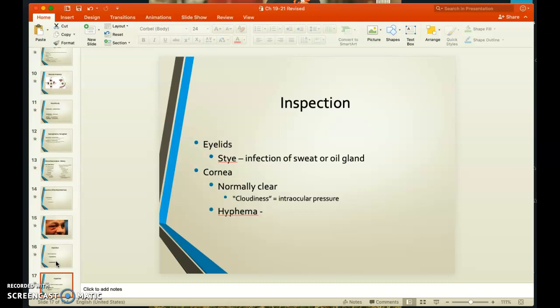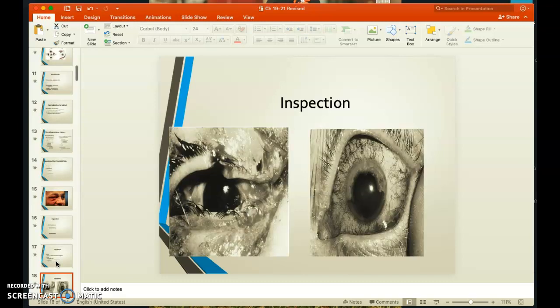The cornea should be nice and clear. Any cloudiness can show a pressure change, or hyphema, which is actually blood within the eye. That's what I mean by that hyphema. So we have some blood. There's been some bleeding within the eye and it collects in that anterior chamber. Normally we want that nice and clear. If you've heard of your grandparents having cataracts, that can be some cloudiness in that cornea.